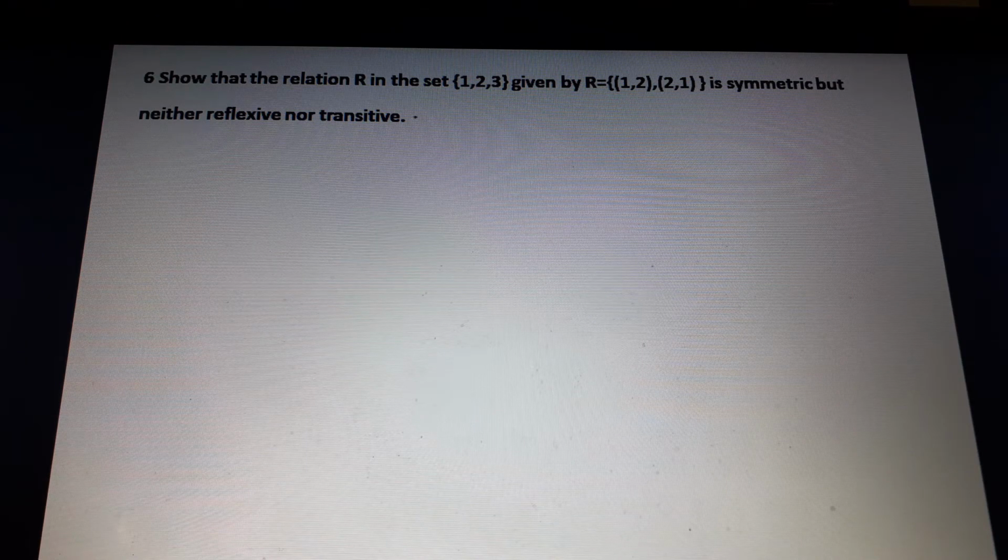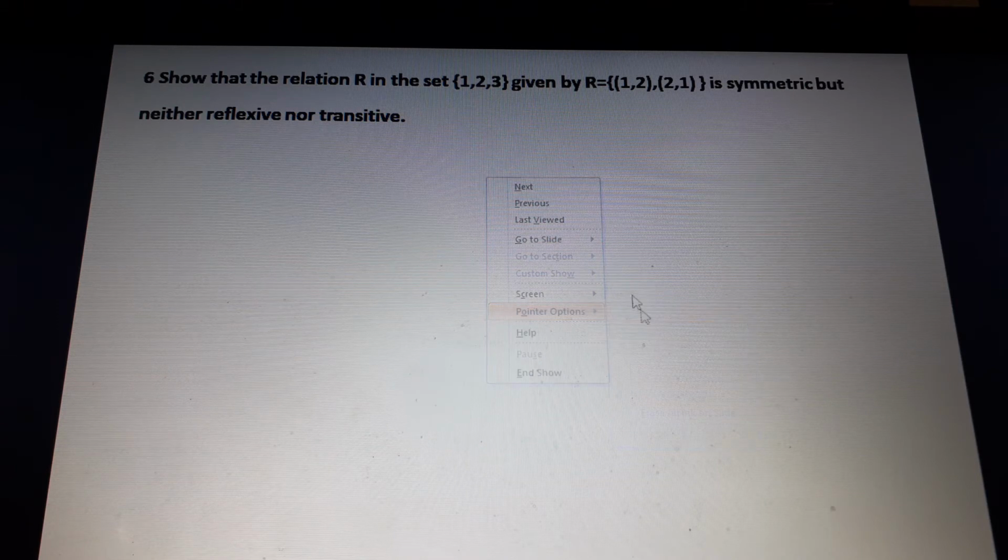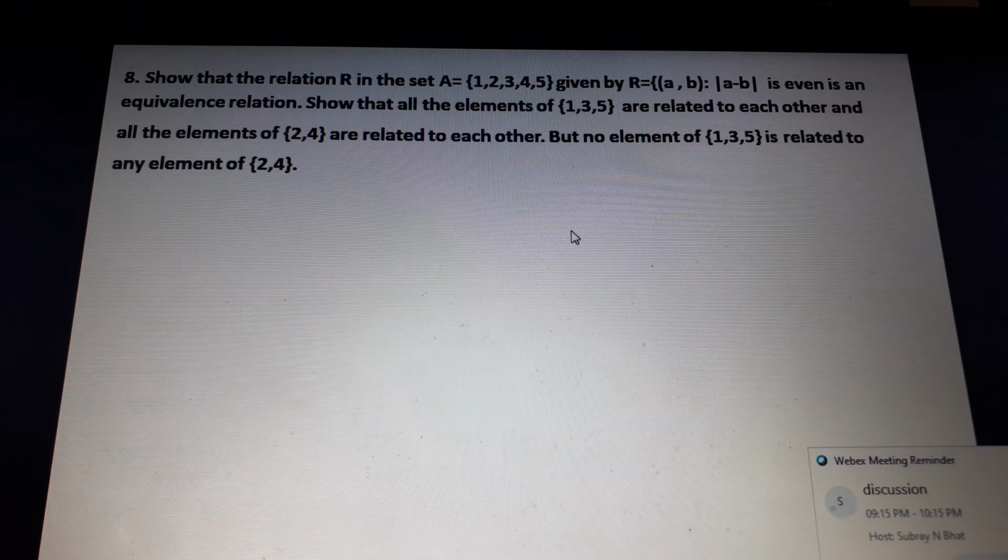Why is it not transitive? Because (1, 2) is there, (2, 1) is there, (1, 1) is not there. Similarly, that itself is sufficient. Even you can give another example: (2, 1) is there, (1, 2) is there, (2, 2) is not there. But it is symmetric because (1, 2) is there, (2, 1) is there. So it is symmetric but neither reflexive nor transitive. I don't think we have to discuss in detail. So let us go to the next question.